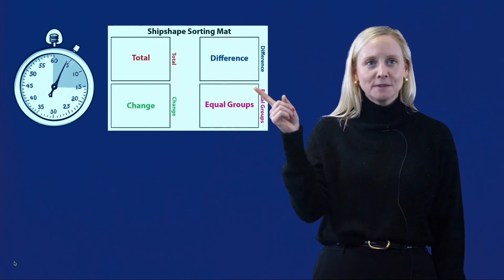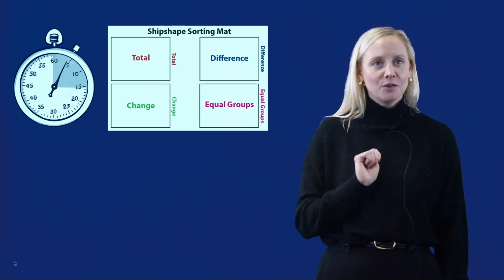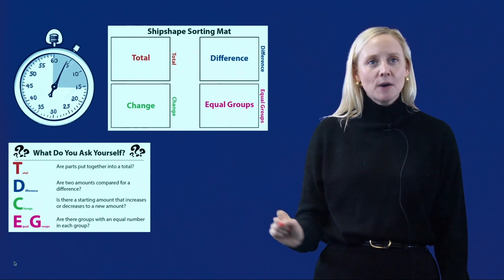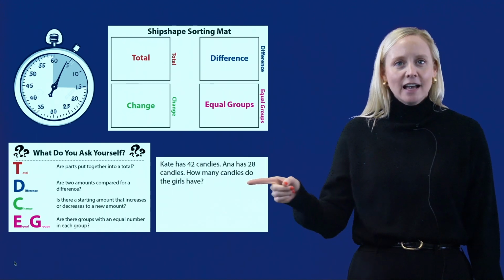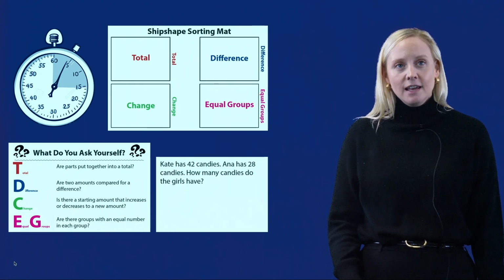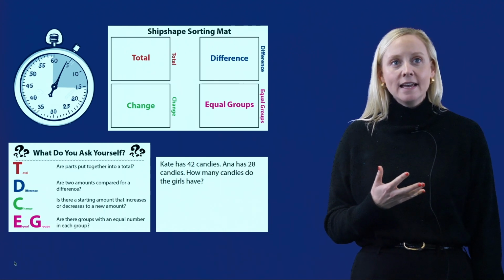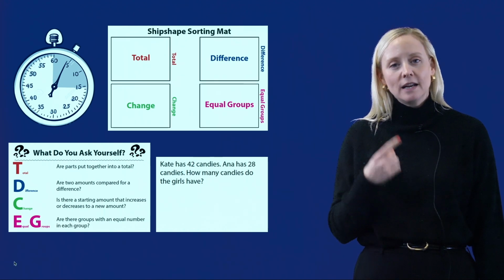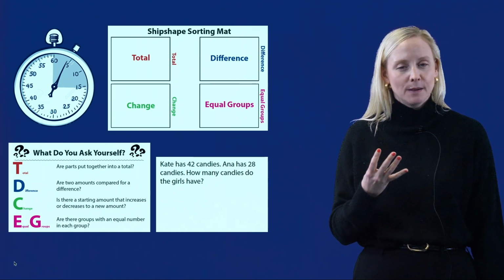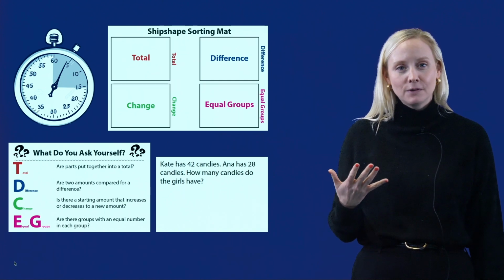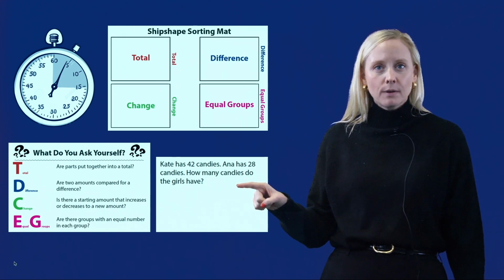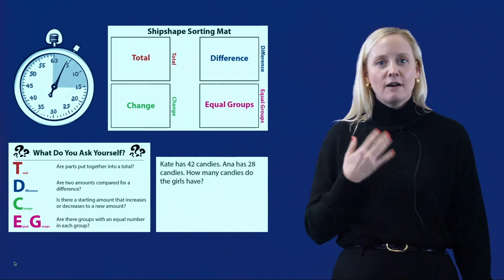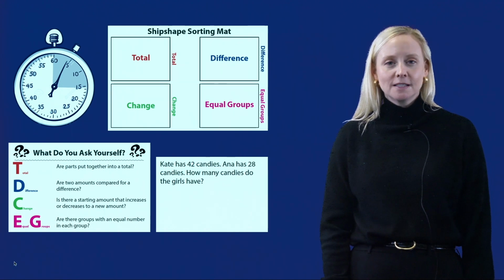Here, students will need a timer, the Shipshape Sorting mat, which has total, difference, change, and equal groups boxes, the What Do You Ask Yourself poster to help students differentiate between the 4 different schemas, as well as the schema cards. Here we use Shipshape Sorting as a way to help students differentiate between the total, difference, change, and equal group schemas. During this activity, which is timed for 2 minutes, students are not solving the word problems, but rather they're sorting the word problem card as belonging to one of the 4 schemas presented on the schema sorting mat.